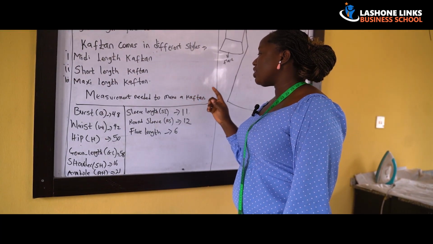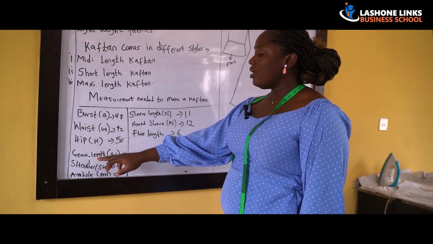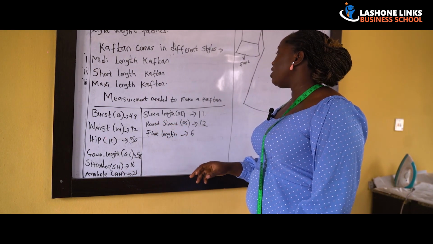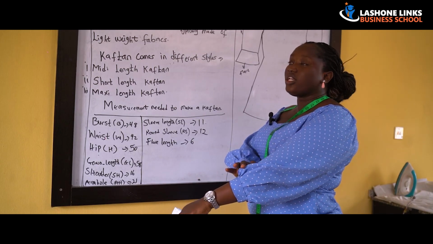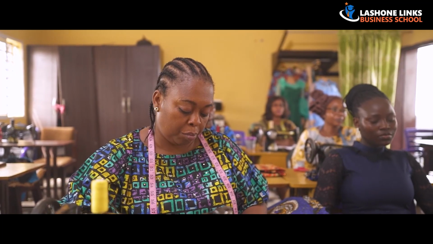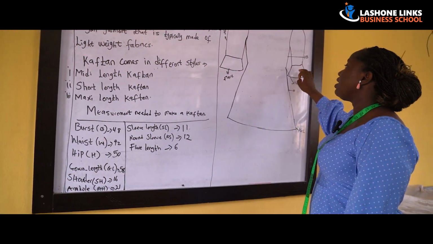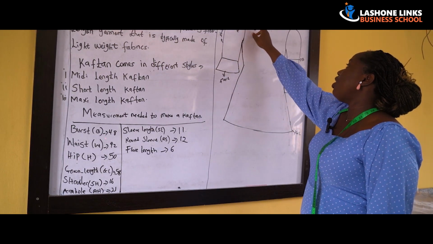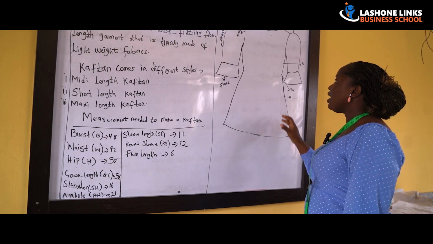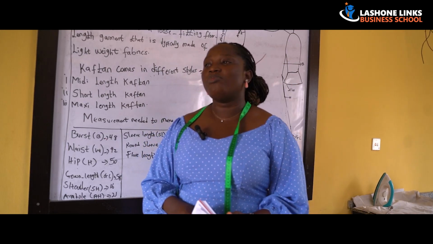And to make an accurate kaftan, these measurements are needed: bust, waist, hip, gown length, shoulder, armhole, sleeve length, round sleeve and flare length, because we are attaching flare to the straight sleeve. It's having an attachment, that's why we need the flare length, which is 6. And this is the flare, this is the sleeve, and we are making use of a round neck. So this is what our gown is going to look like. So let's proceed to the table where we'll be doing our cutting.